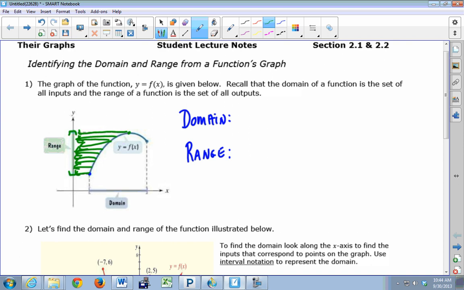We don't have coordinates for this. We're just looking at the idea. Every single output value would be defined between this lower output value up to this higher output value, that green interval. So your domain would be this blue interval along the x-axis, and if we had numbers, we could put them into interval notation. Your range would be this green interval here. It's all the output values, so domain and range.